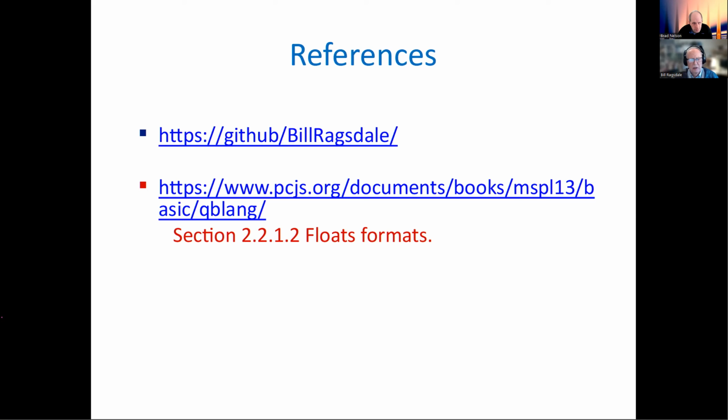To get this, if you go to my GitHub page, you can download the PDF on this, and that will give you that full format. And I'll try to copy this into the comment section later. But at that website, pcjs.org, 3 or 4 levels down, there is a summary of the QBasic language, the QBlang QBasic language, and section 2212 gives several floating formats.